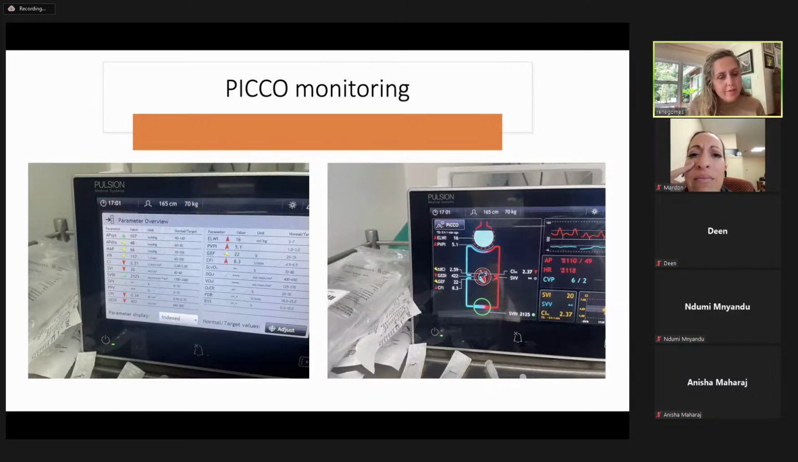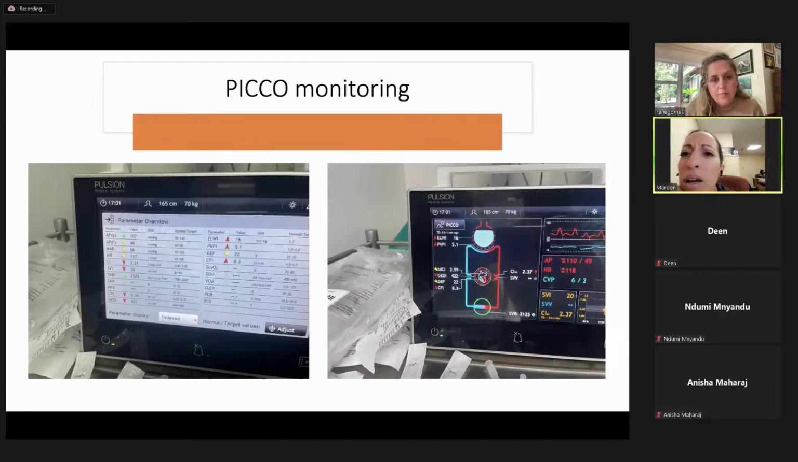So everything's pointing: give fluid, get the inotropes off. But now we do a thermodilution, and this is the information we get. What do you guys see? Can you see?